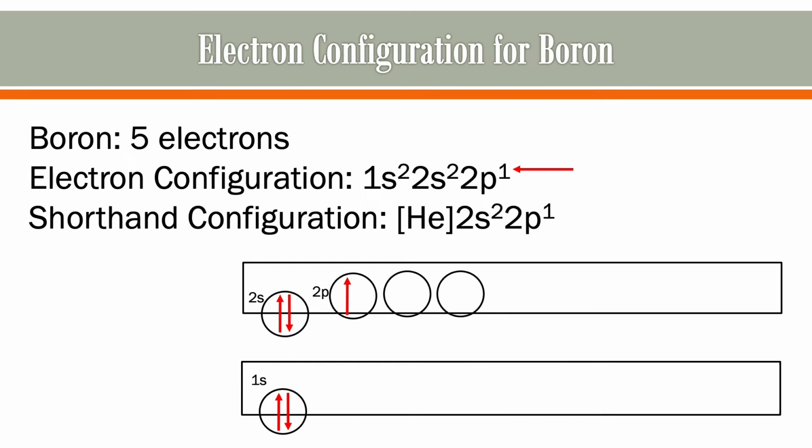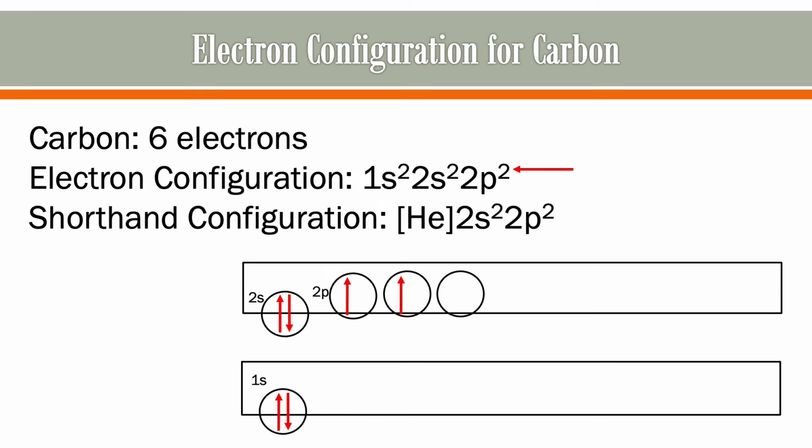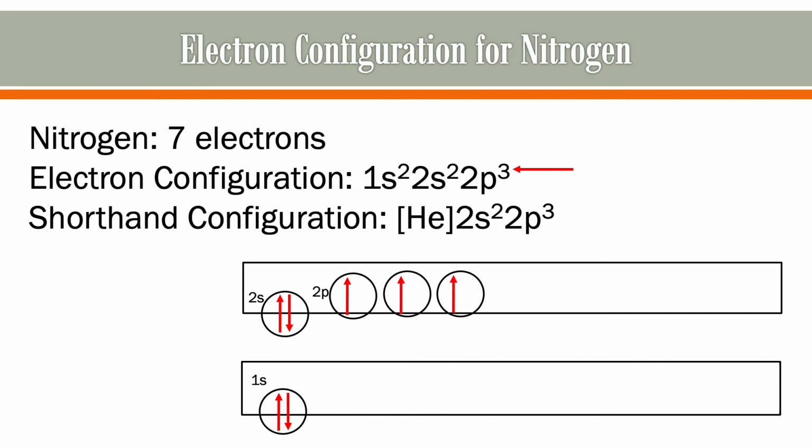Carbon has 6 electrons. We'll add another electron to the 2p orbitals. Notice, following Hund's rule, we'll maximize the unpaired electrons. The electrons in the 2p orbitals are separated. We'll add another electron for nitrogen.